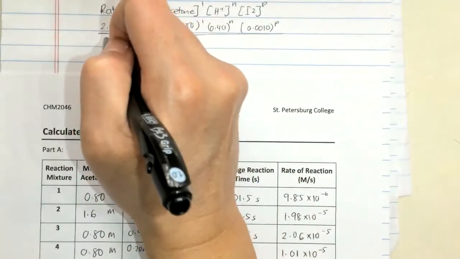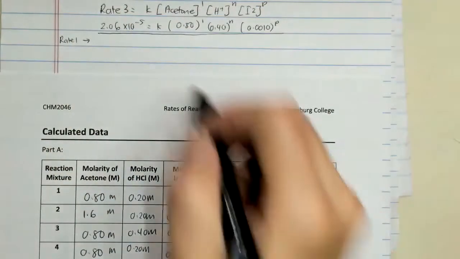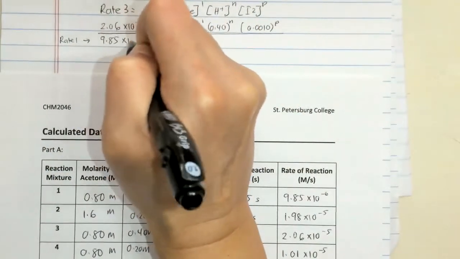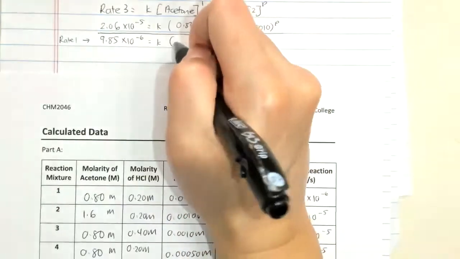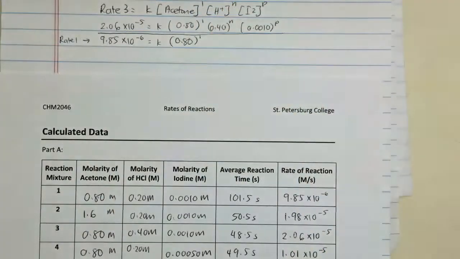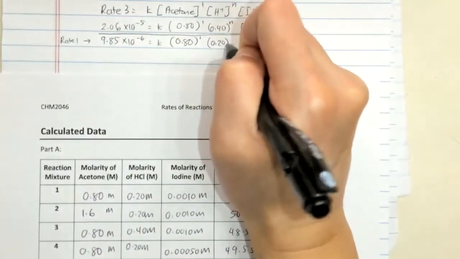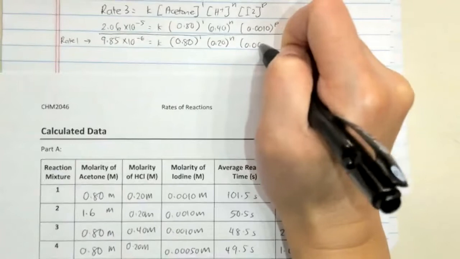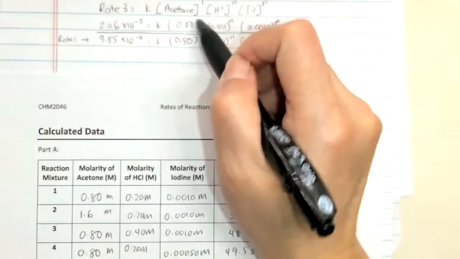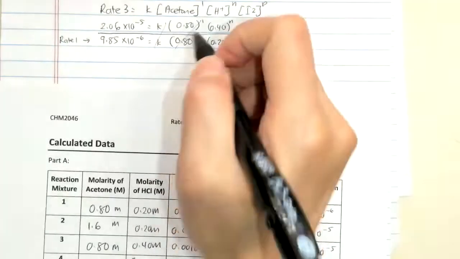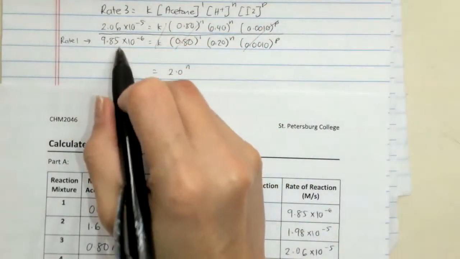So this is rate 1, right there. So 9.85 times 10 to the minus 6 equals K. And then line 1, it was 0.8. I already know what acetone is, I can just put in order 1 there. And then 0.2 to the power of n, and then 0.0010 to the power of p. See how that cancels off because it's identical? That cancels off, that cancels off. Now I have that, which then turns into 2.0 to the power of n. That equals to whatever this answer is.